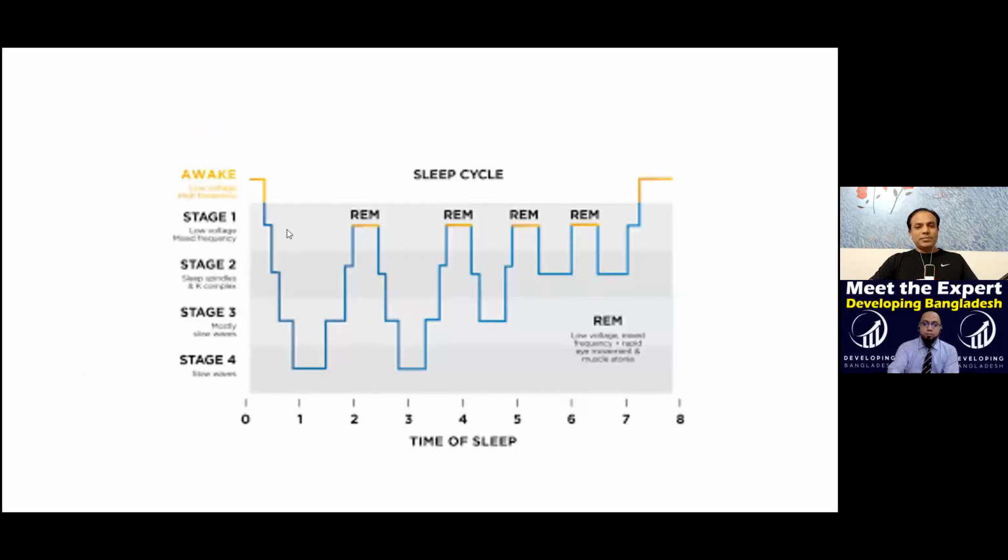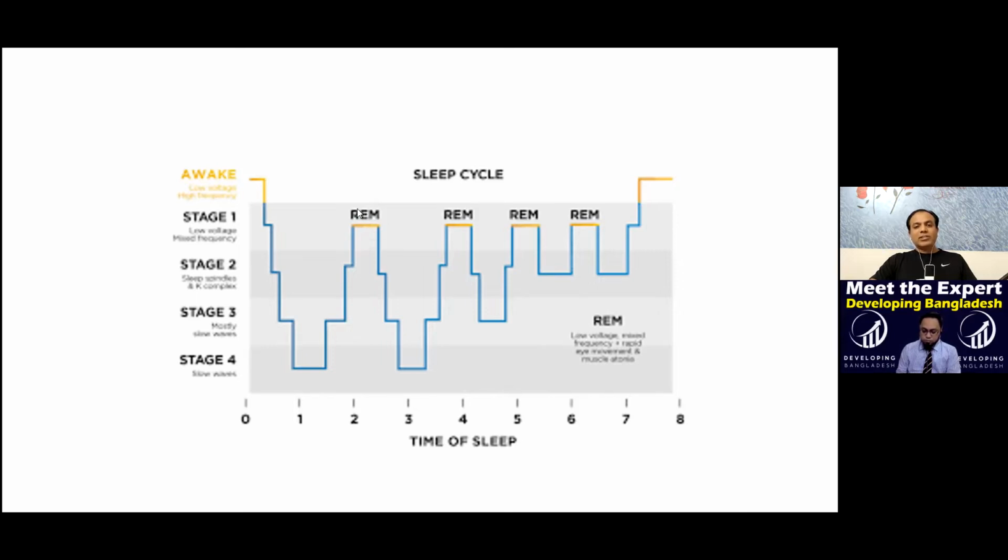So this graph depicts how our sleep cycles are rotated. When you are awake, you fall into first non-REM sleep, and non-REM has 4 stages. Stage 1, stage 2, this is called light sleep, and stage 3 and stage 4 is deep sleep. After stage 4, again it is reverse, 3, 2, and then it goes to REM sleep. So this is called rapid eye movement sleep.